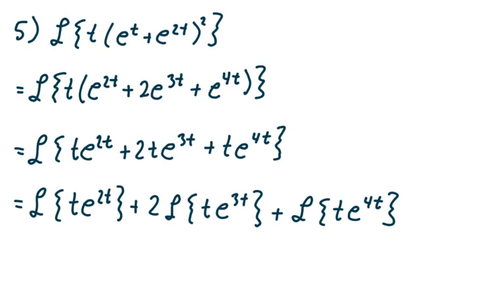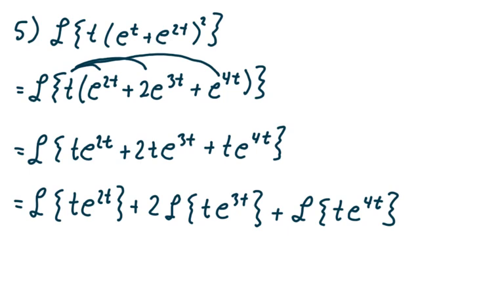Example 5. Example 5 is really good. So suppose we want the Laplace transform of t times the quantity e to the t plus e to the 2t raised to the 2nd power. So your first step is you need to square out e to the t plus e to the 2t. And when we do that, we get the Laplace transform of t times the quantity e to the 2t plus 2e to the 3t plus e to the 4t. And then from there, I'm going to distribute the t inside to each term within the parentheses. And when I do that, I get the Laplace transform of te to the 2t plus 2te to the 3t plus te to the 4t.